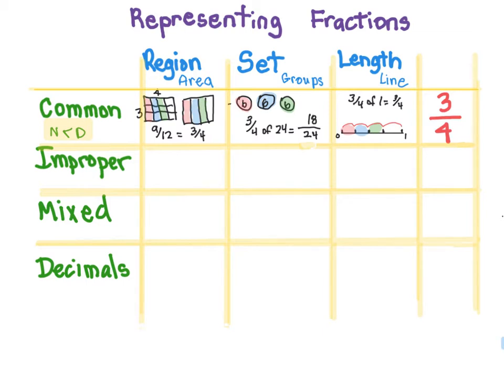Let's make an improper fraction. 5/2. We know this is an improper fraction because the numerator is greater than the denominator. Therefore, it is greater than 1.